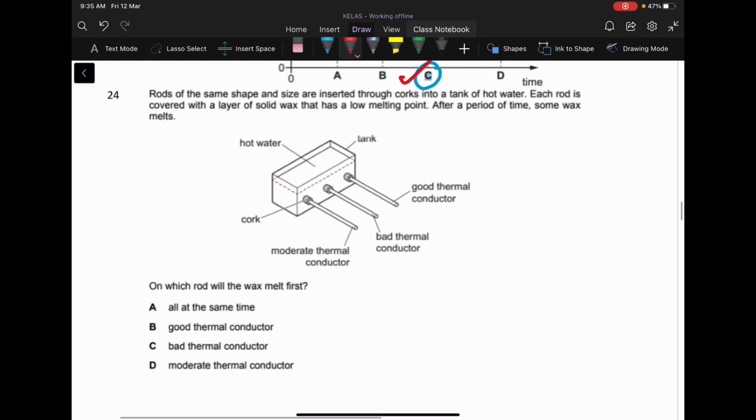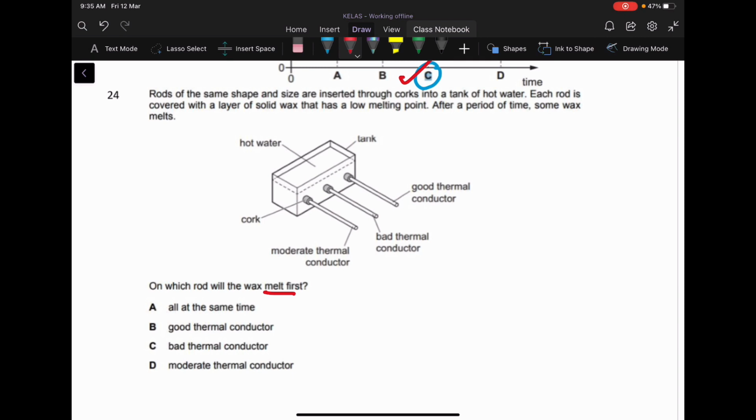Rods of the same shape and size are inserted through corks into a tank of hot water. Each rod is covered with a layer of solid wax that has a low melting point. After a period of time, some wax melts. On which rod will the wax melt first? So this is about heat absorption, or this is about conductor. On which rod will the wax melt first?